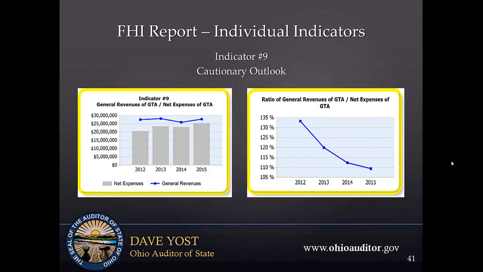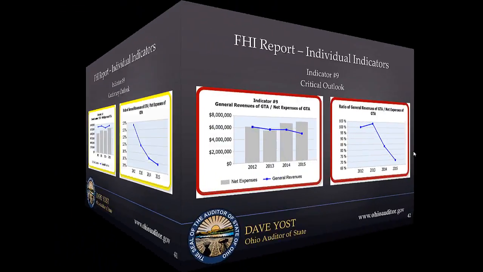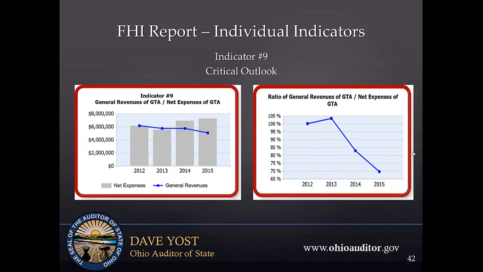The cautionary outlook isn't as apparent in indicator 9 in the first chart. But in the second chart, you can see 3 years of a decrease, which was the indicator trigger for cautionary outlook. The critical outlook for indicator 9, now you can see in the first chart that the revenues are far less than the expenses. And in the second chart, you can see that the percentage is below 100%, resulting in a critical outlook.